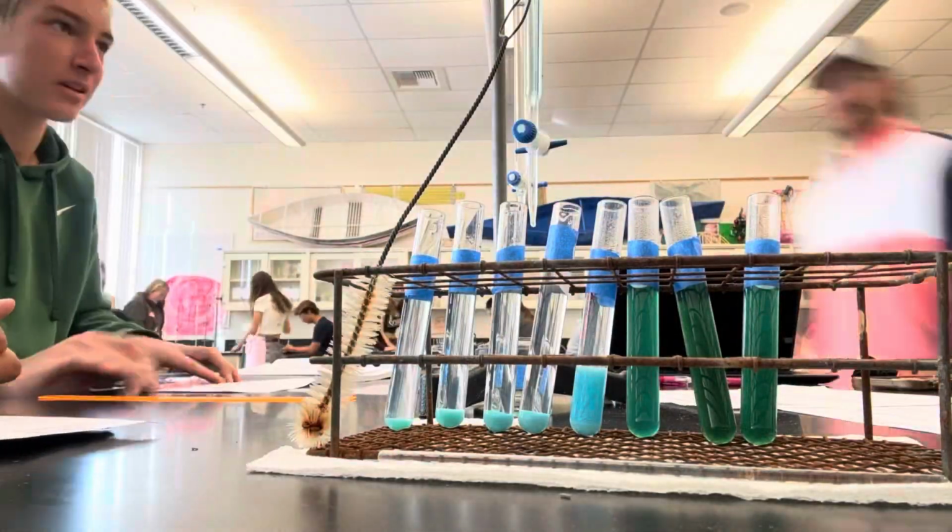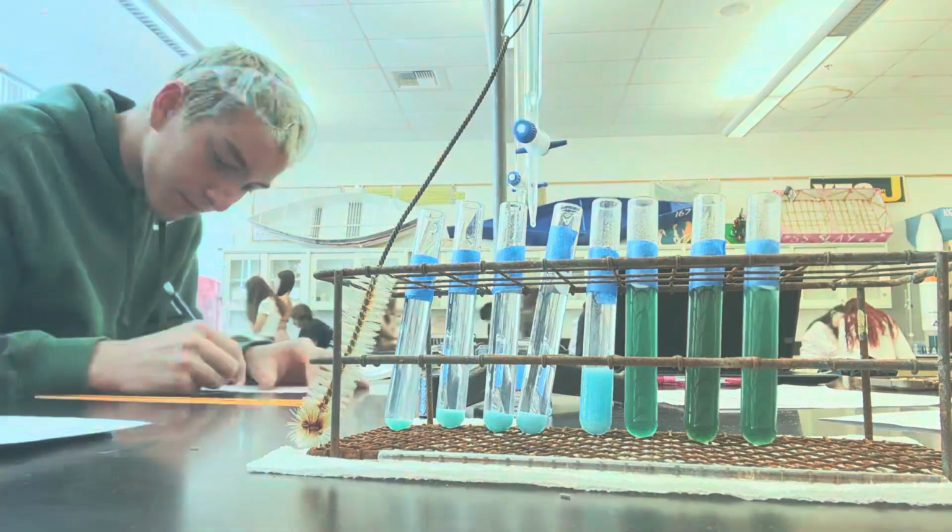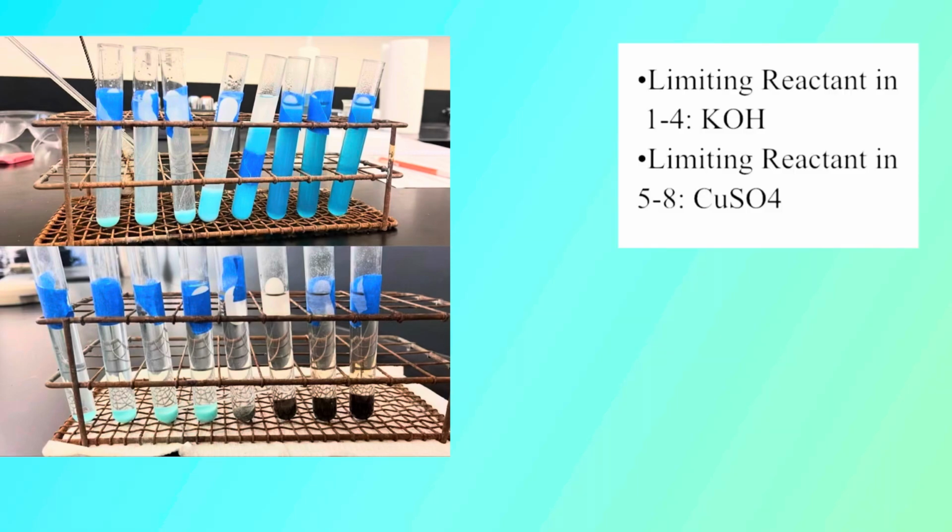Then, we measured the precipitate height in each test tube, observing that the height continuously increased in tubes 1 through 4 and plateaued in tubes 5 through 8. In test tubes 1 through 4, the amount of precipitate increases as the amount of potassium hydroxide added increases as well, suggesting that it is the limiting reactant in these tubes only.